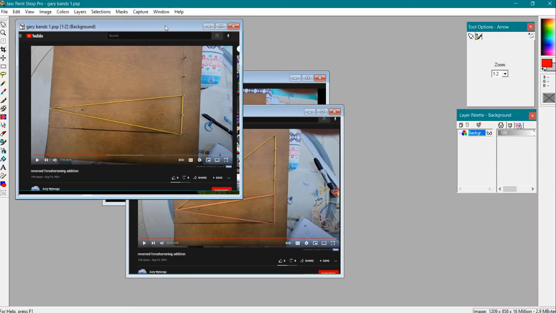Okay, so I've got a video here by Gary from a little while back, where he talks about the narrowing vertex being the reason that things disappear from the bottom up. So let's take a look at this.